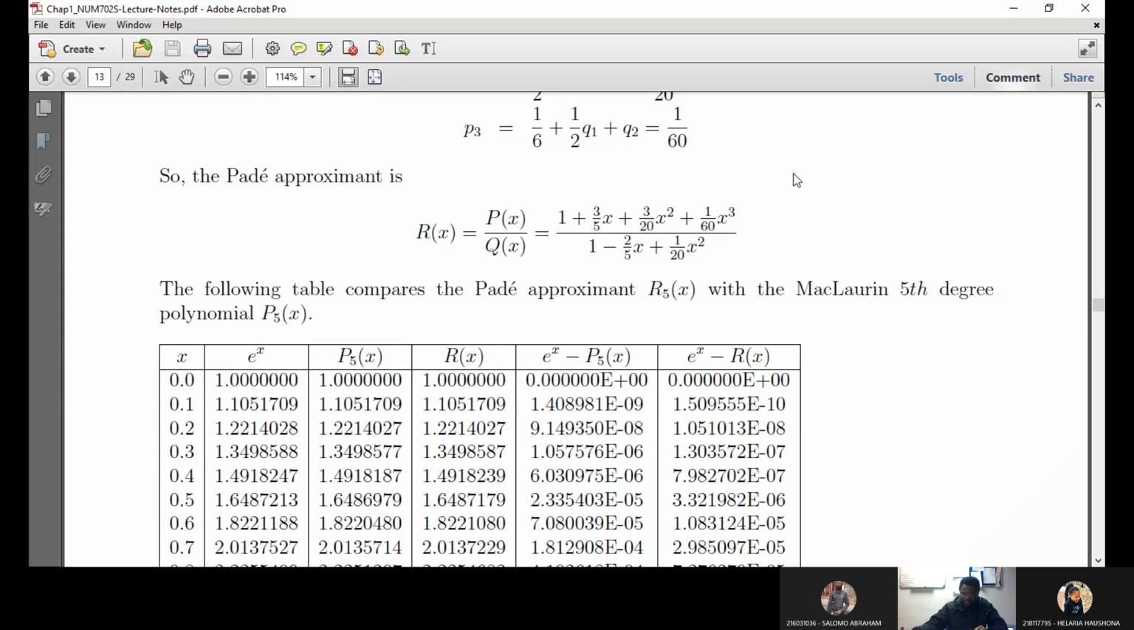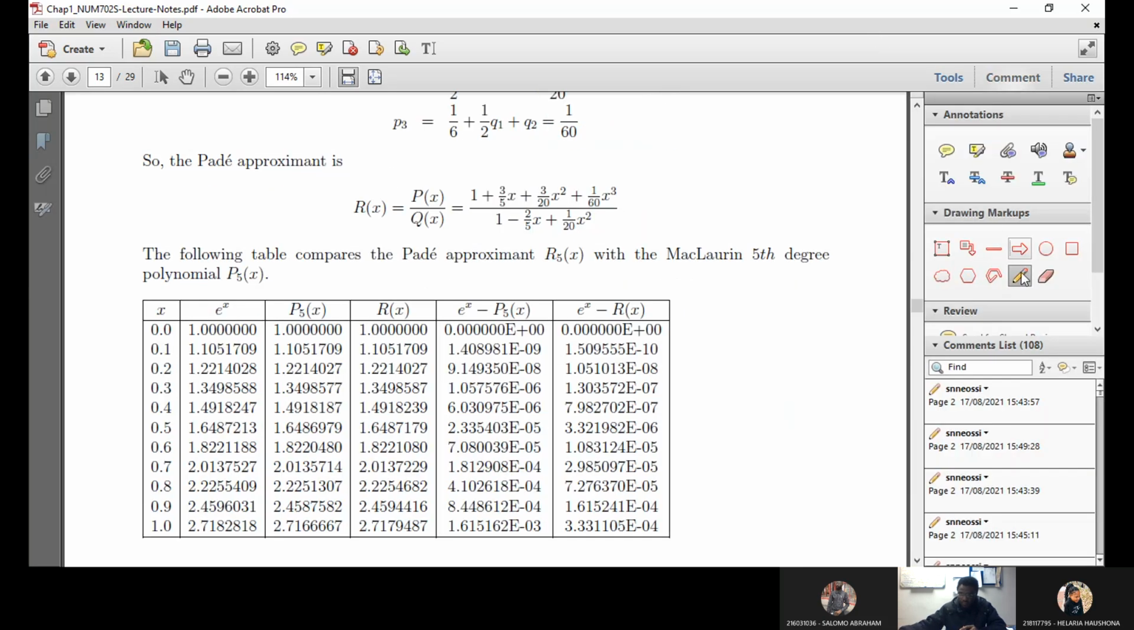Therefore, for the numerator, the complexity will be m into m plus 1 by 2. That is, it is quadratic in m. Similarly, for the denominator, it will also be quadratic in m.